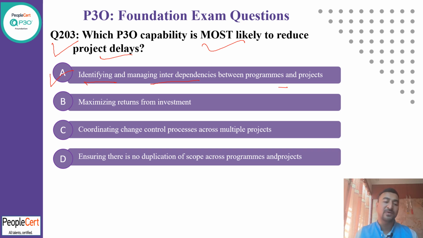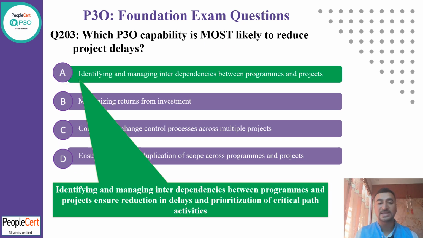So for the sake of going through, let's quickly skim option B: maximize the return on investment. That is not helping to reduce the project delay. Option C: coordinate change control process across multiple projects. Again, that is not. So sometimes there are multiple correct answers, and you have to opt for the most correct one. And D: ensure there is no duplication of the scope process across programs and projects. So I believe there are multiple correct answers here, but the most correct would be option A. So let's see. Yes, that's the correct answer.